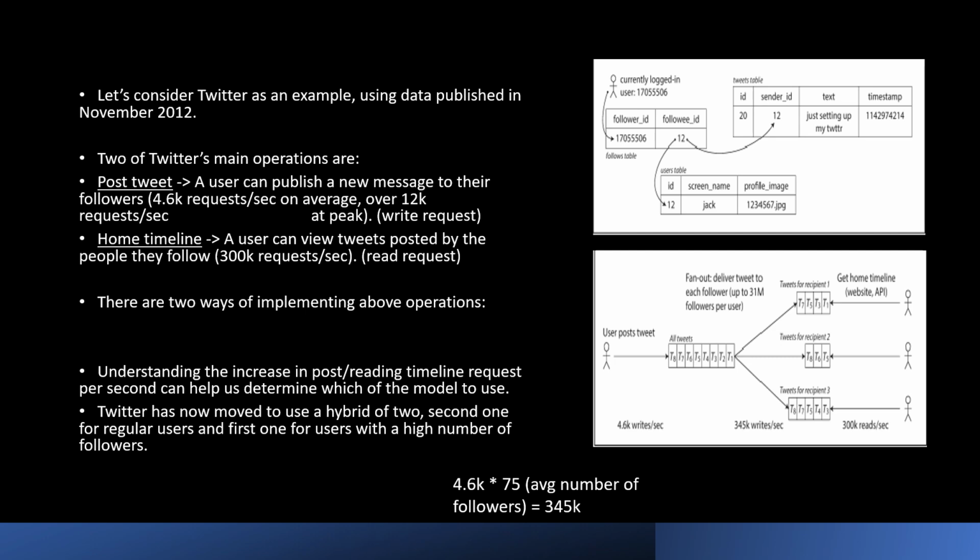Let's consider Twitter as an example to understand scalability. In the initial days when Twitter started, it didn't have many users, and it used to have a simple architecture as shown in the first diagram, where whenever a user posted a tweet, it used to update the tweets table that you see in the middle, which has the ID of the tweet, the sender ID, the person who posted the tweet, what was in the tweet as part of the text, and at what time the tweet was made. Whenever a tweet was posted, this tweets table was updated.